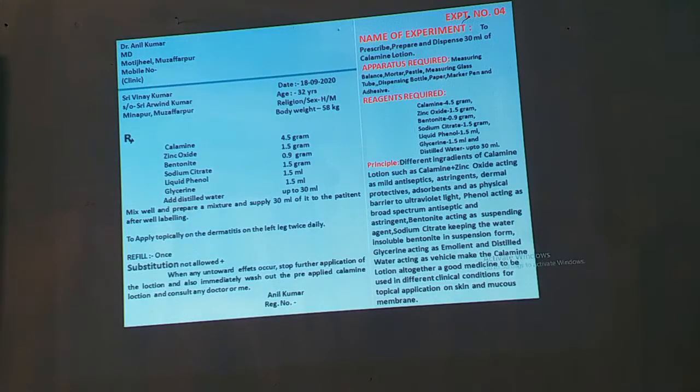Coming to the next part, that is superscription denoted by Rx. It means take thou in the name of God. And next part is the body of the prescription, which contains details about the different drugs. That is calamine 4.5 gram acting as basis, which is the principal drug, main drug.